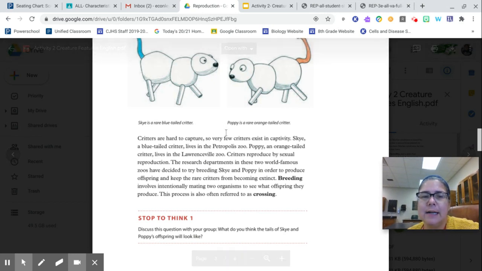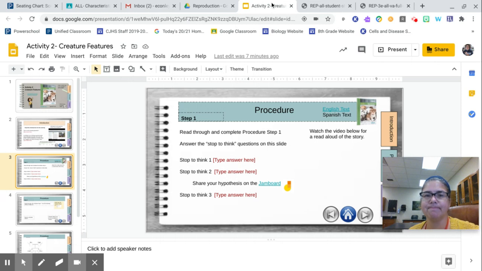So stop to think number 1. Discuss this question with your group. What do you think the tails of Sky and Poppy's offspring will look like? Pause the video now and answer the question in your slides.